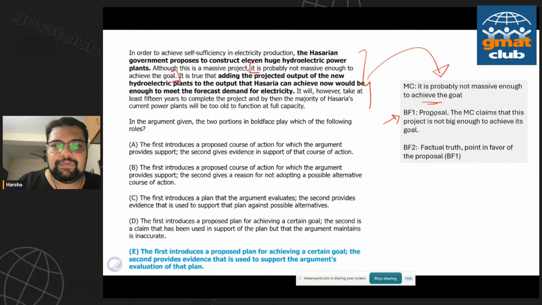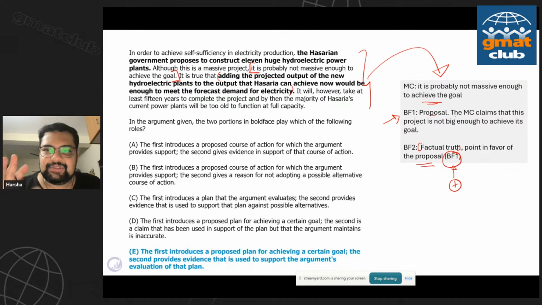And what is boldface 2? It's actually a factual truth as far as this particular passage is concerned. The author is giving that as, hey, this is what it is. But it's a point that's in favor of the proposal, surprisingly. It's a point in favor of the proposal. The rest is answer choice analysis. This much I can think about before I go to the statements.